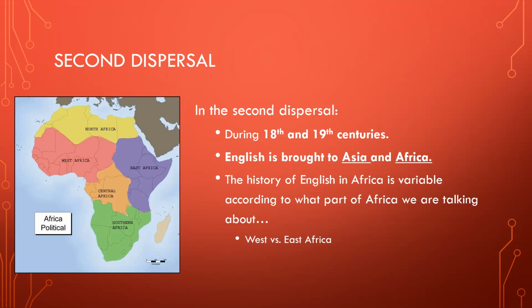For instance, when we talk about Africa, the continent, with such a large territory, right? We can talk about it in terms of different regions: north, west, east, central, south. But specifically for the second dispersal, we're going to talk about West and East Africa and the influence of English in these contexts.